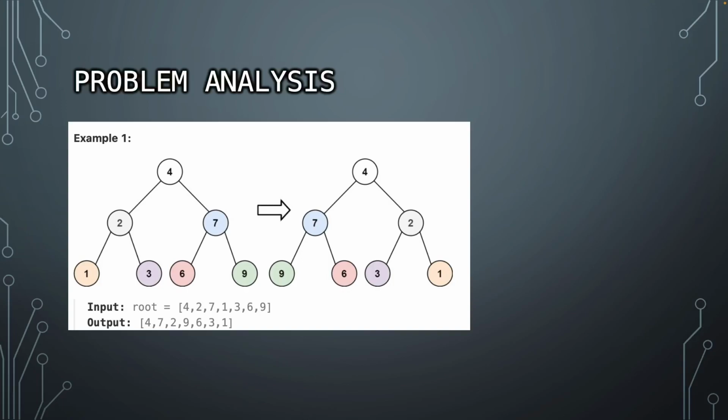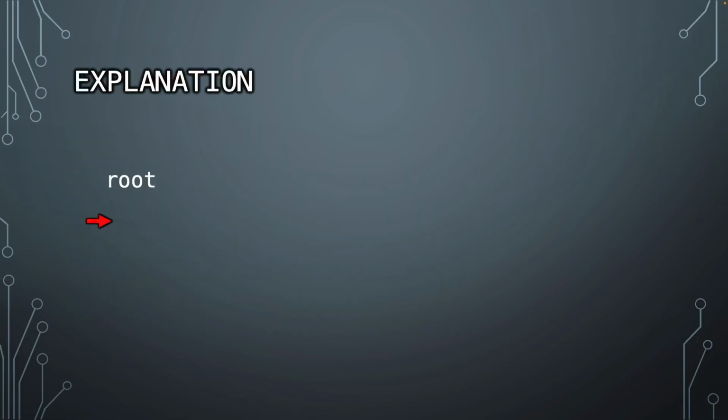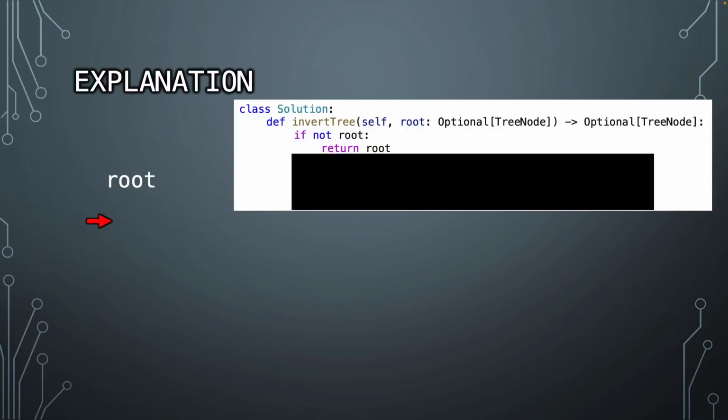Here 2 and 7 are swapped and their children are also swapped. And our base case would be when we are given an empty root because there is nothing to invert. It would look like this in code.